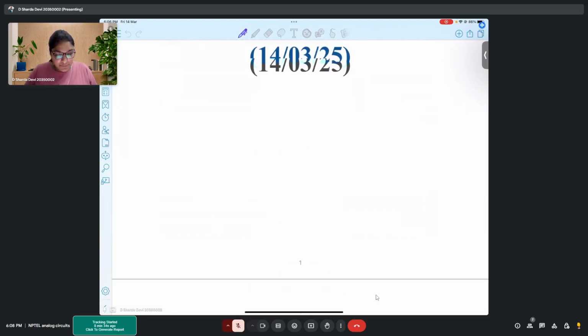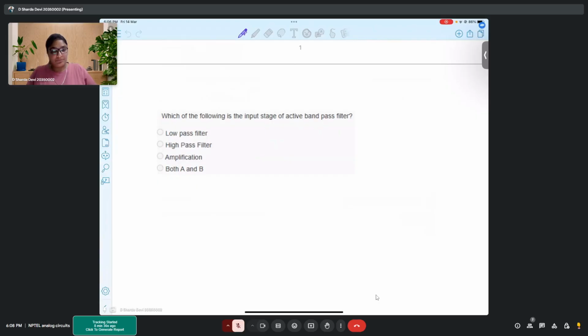So, starting with the first problem. In this problem, it is asked which of the following is the input stage of an active band pass filter. We have already discussed all different kinds of filters last week, and we know how the band pass filter response looks like, as well as what are the different filters by using which we can design the band pass filters, right?